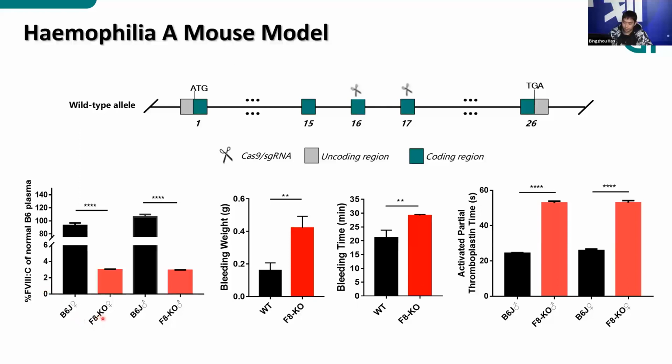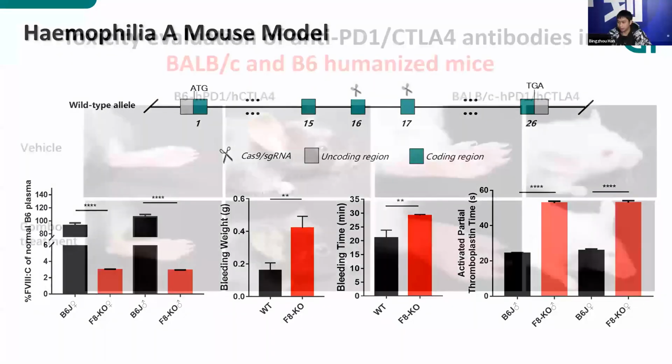And we can see that in the homozygous mice, the level of factor 8 is decreased to nearly 1 to 2% of the wild type level in both male and female mice. And then we tested the bleeding weight and the bleeding time, and also the activated partial thromboplastin time in the F8 knockout mutants, and we can see that the bleeding is significantly more severe in the F8 knockout mice compared with the wild type control, which means that this model is a good model for hemophilia study and hemophilia drug in vivo treatment in mice.